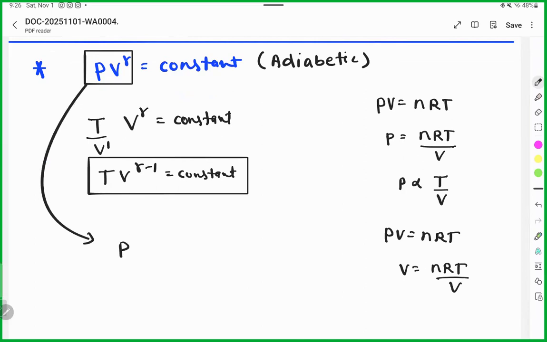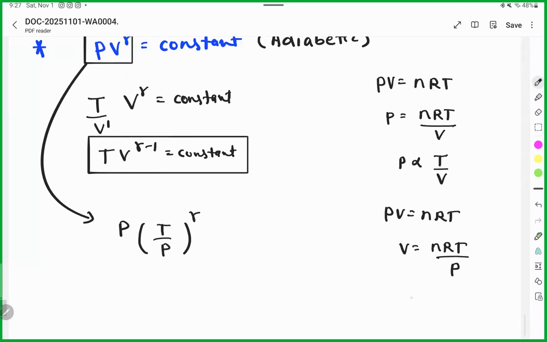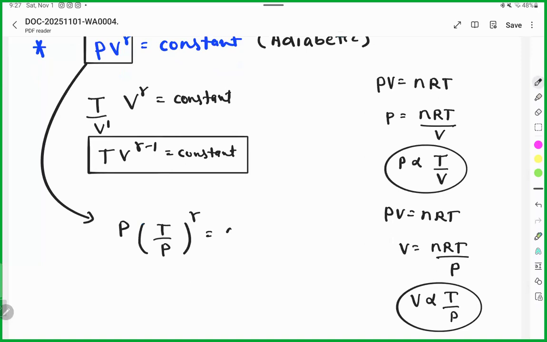P remains same. Sorry, here it should be nR on P. So P remains same, nR remains same. It is gamma. Instead of V, I am writing T by P. Why? Because volume is directly proportional to temperature and inversely proportional to pressure. Right? n and R are constant, so it is equal to constant.